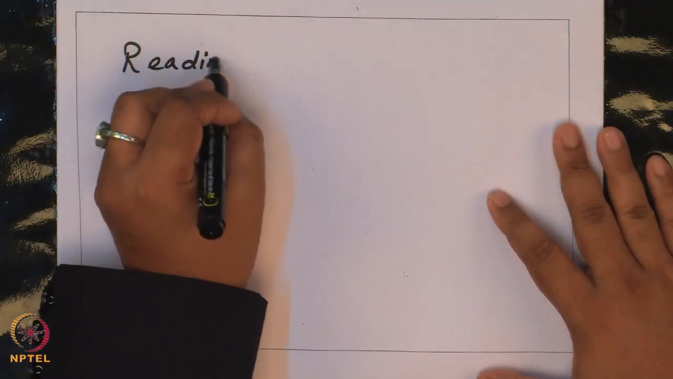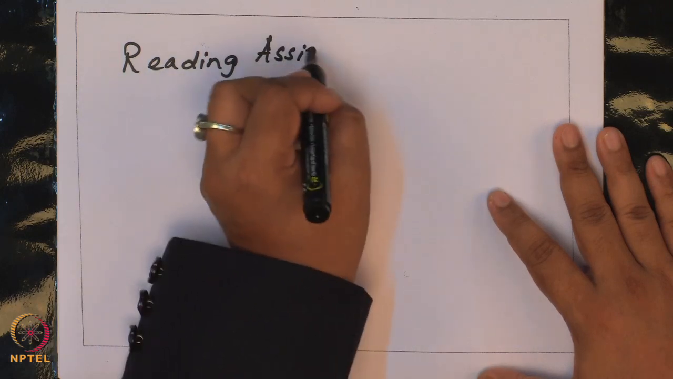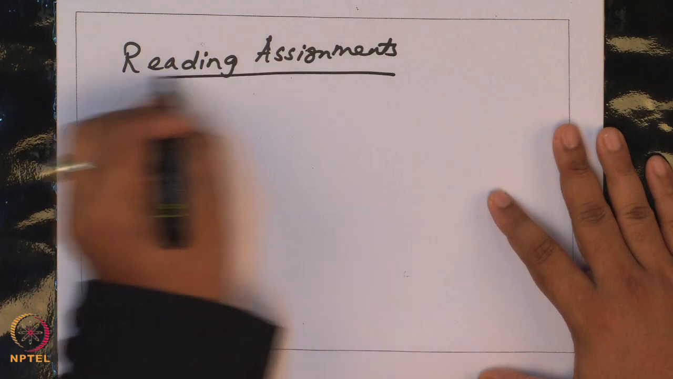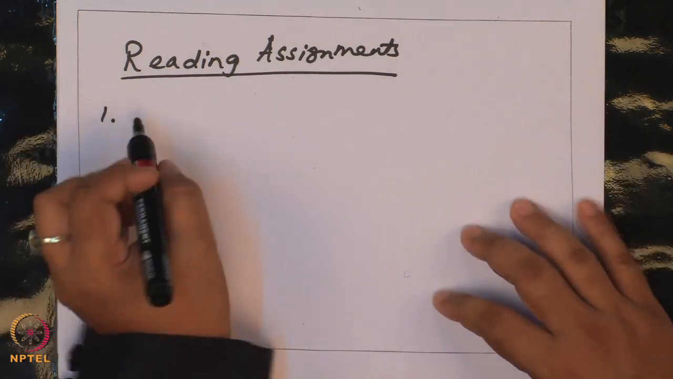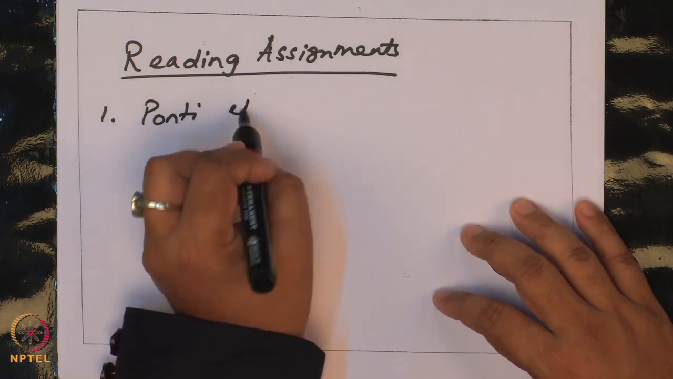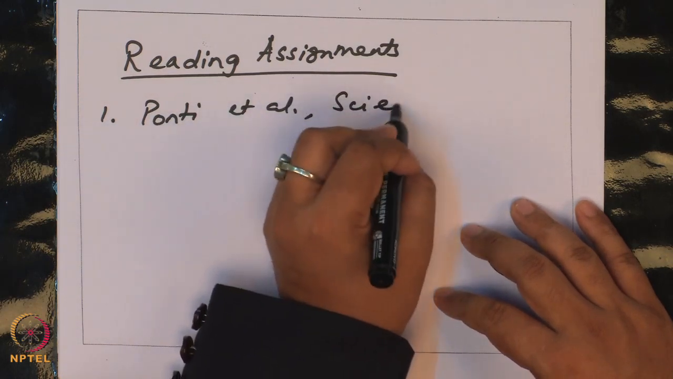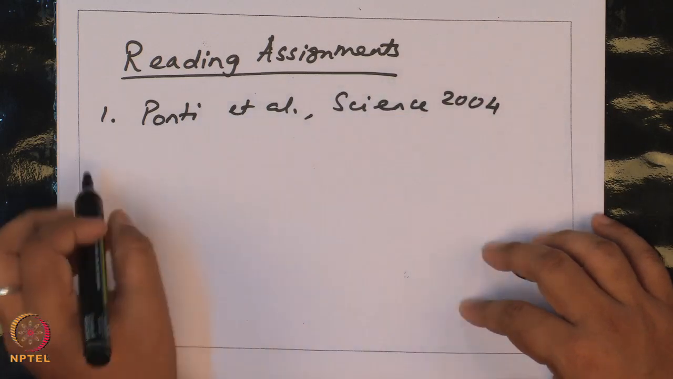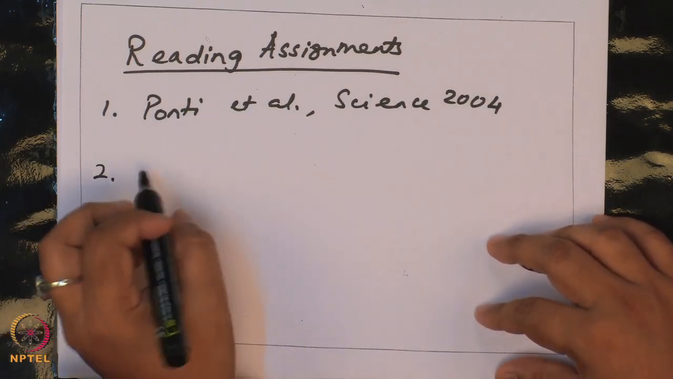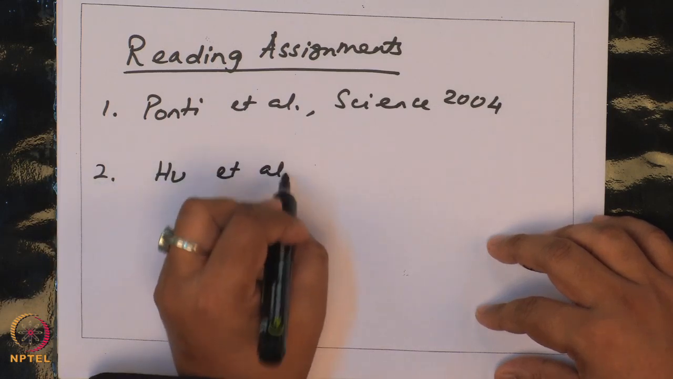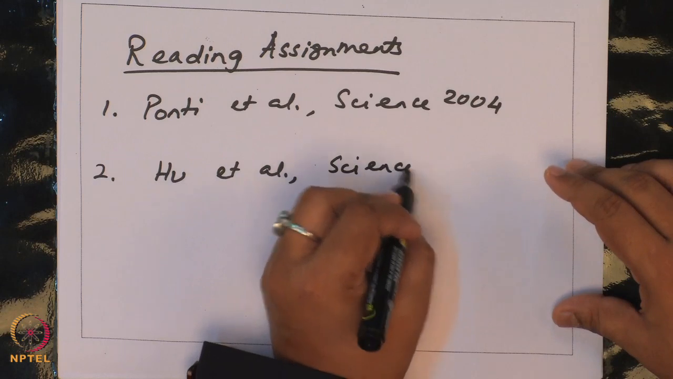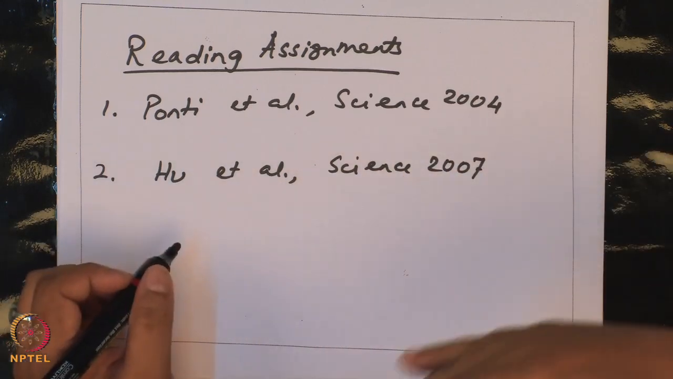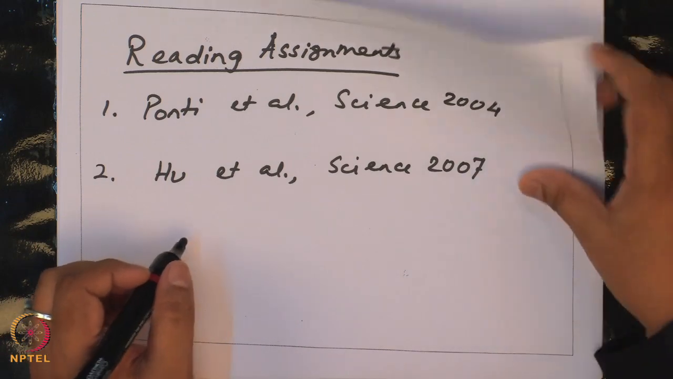These two papers that we discussed would be our next reading assignments. First one, you have Ponti et al., Science 2004 paper. This is about the actin dynamics, and the second paper, Hu et al., also a Science paper in 2007, discusses the relative sliding of different focal adhesion proteins. So, this concludes our discussion of mesenchymal migration.